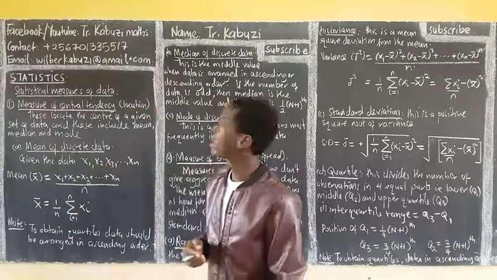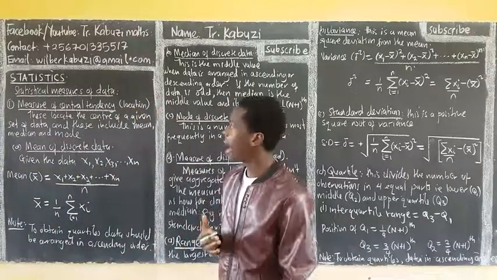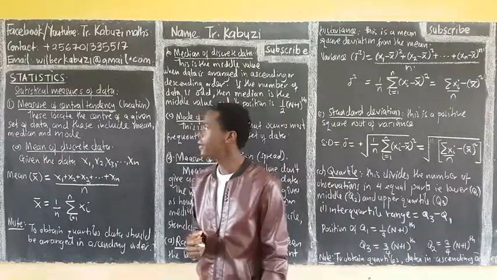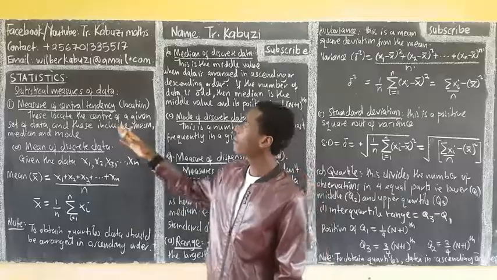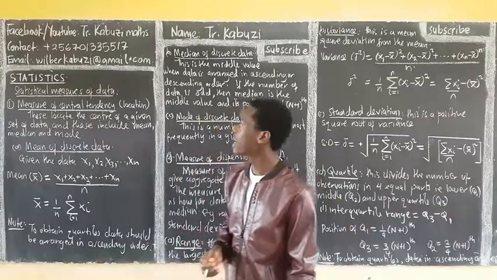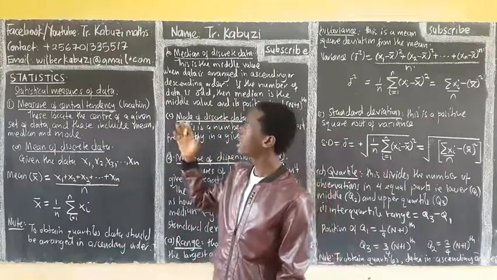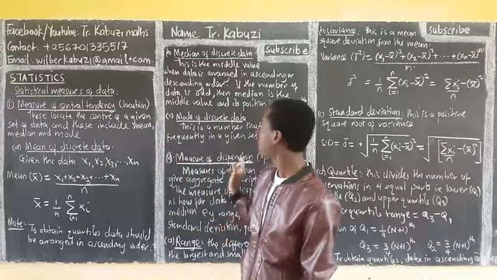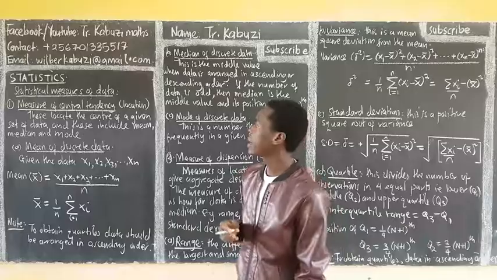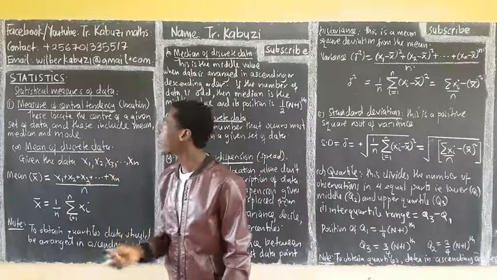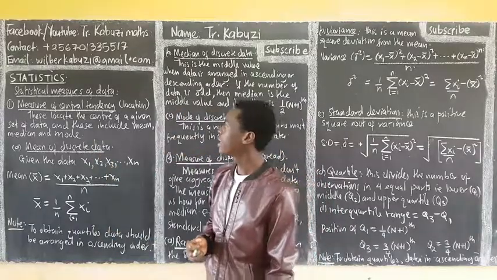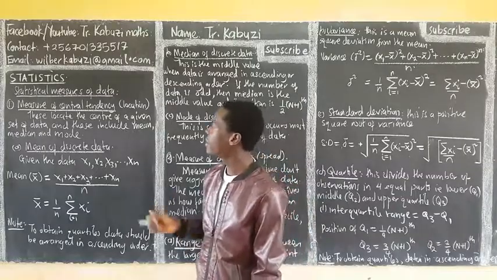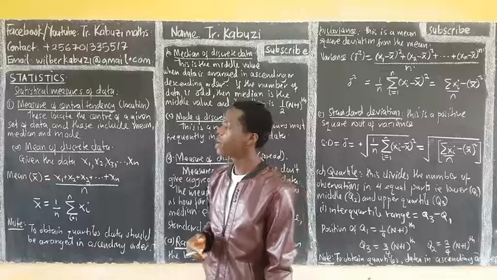Statistics. Now we are going to see some advanced things here, where we have the statistical measures of data. There are two: the measure of central tendency and the measure of dispersion, or what we call the spread. In this lesson we are going to see both. When we talk about the measure of central tendency, this locates the center of a given set of data, and this includes mean, median, and mode.